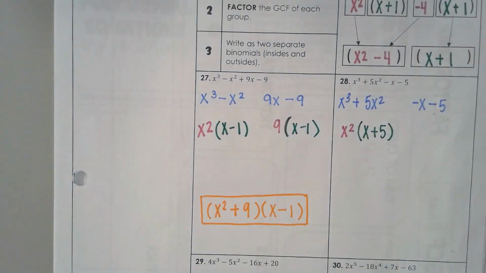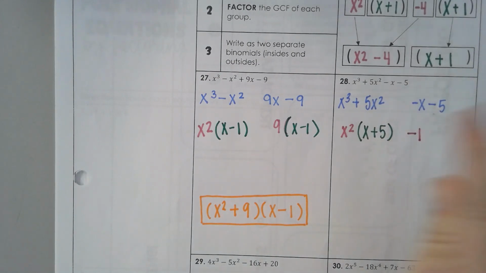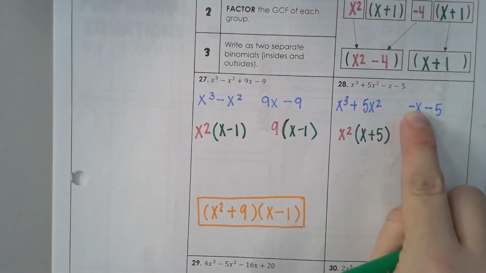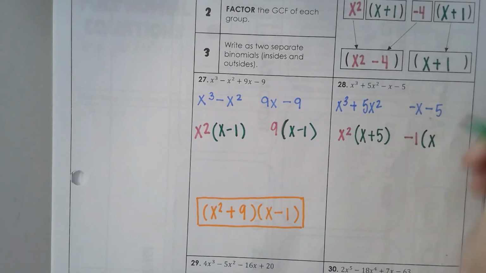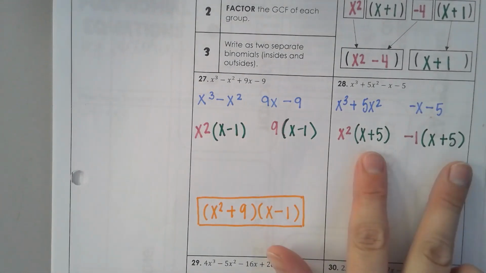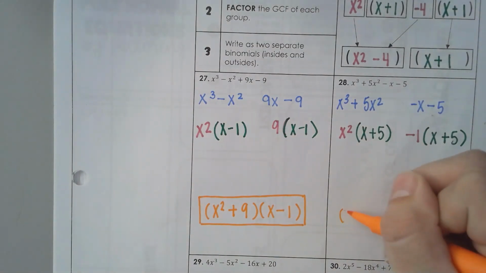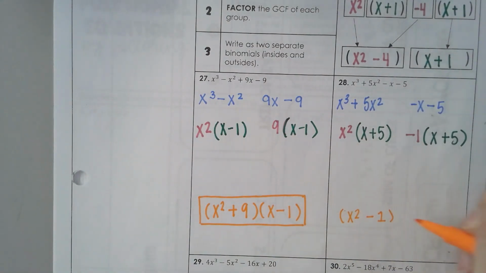Now the next one, what's the GCF? We're going to put -1. If they don't necessarily have anything in common, starting with a negative, I've got to make that a negative. Alright, so if I divide out the negative, I'm left with an x, and that would turn into a plus 5. Do my parentheses match? Yes, so I'm good. X squared minus 1, x plus 5.